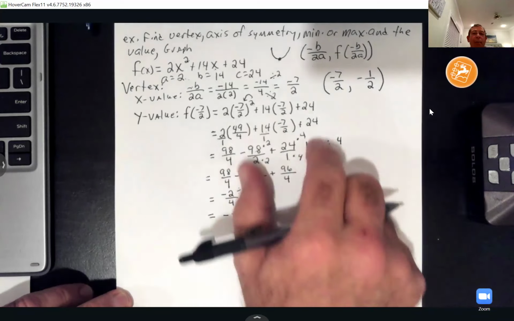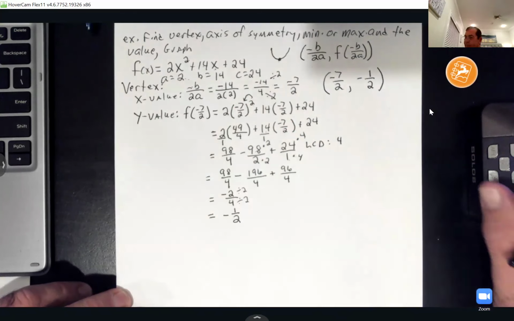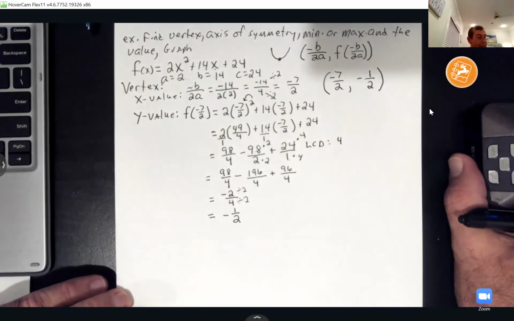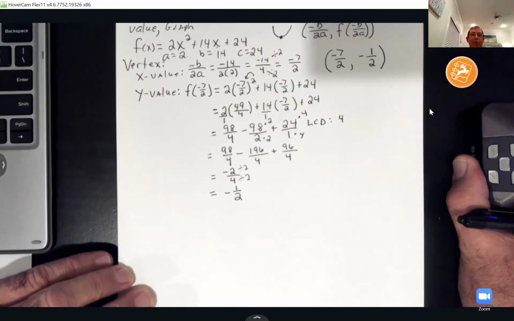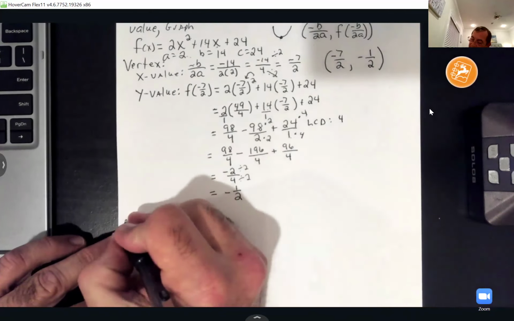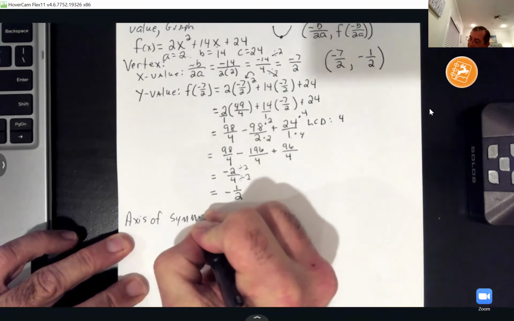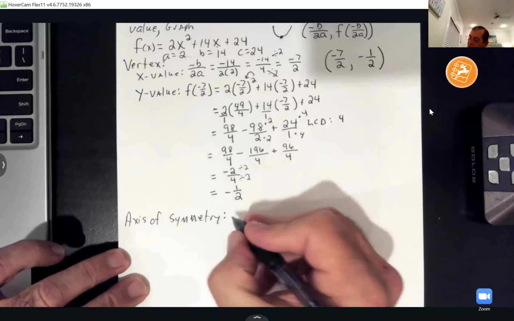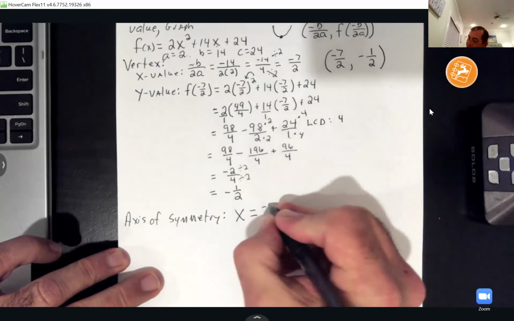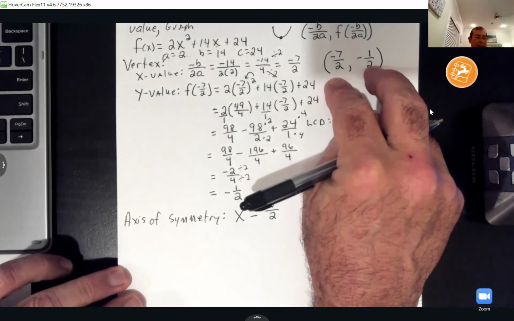So, y'all, this is probably the trickiest one because of those fractions, okay? But it's not a bad problem to give you fraction practice, I guess. All right, so what do we got to do? Well, we know the vertex was -7/2, -1/2. So how about our axis of symmetry? Well, that's going to be x equals my x value, which is -7/2. Y'all, really, once you found this, you've got everything you need, okay?